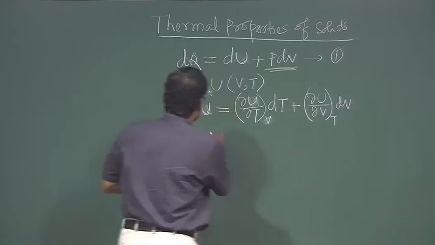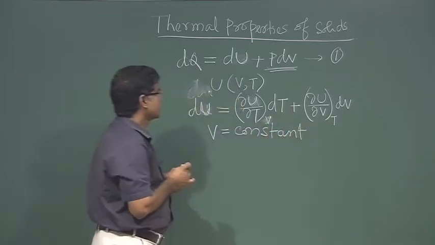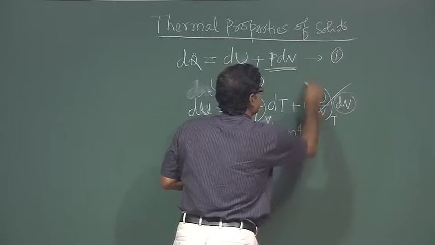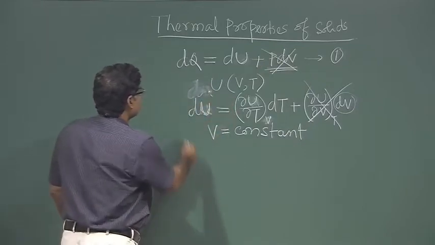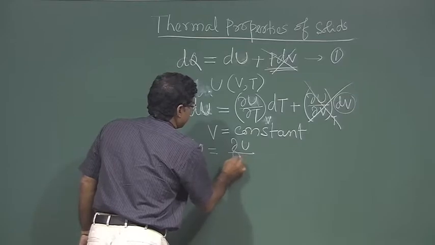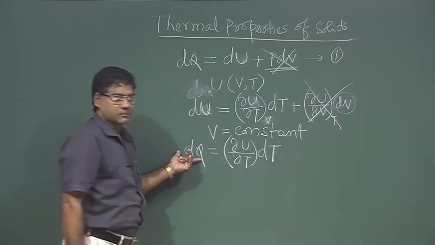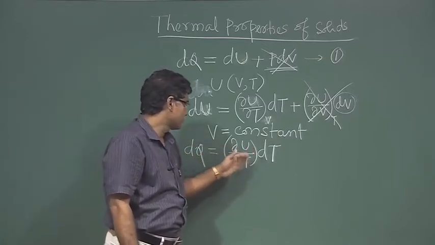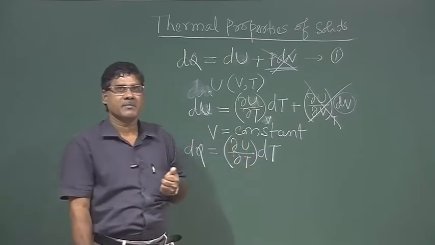So, if we keep the volume constant, then in dU, the dV term is 0 and this term will go, so then dq will be equal to del U by del T. So, the heat energy supplied to the system will change the internal energy of the system for unit change of temperature.